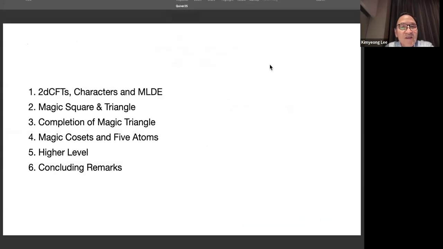So this is the outline of the talk. I'll review 2D conformal field theories first. Then I'll introduce magic square and magic triangle. The magic triangle has been incomplete, and we will complete the magic triangle, whatever that means. Then we'll discover a few magic coincidences related to magic triangle, and we'll find five atomic theories related to the series of one magic triangle. Then we'll go to higher levels and conclude.